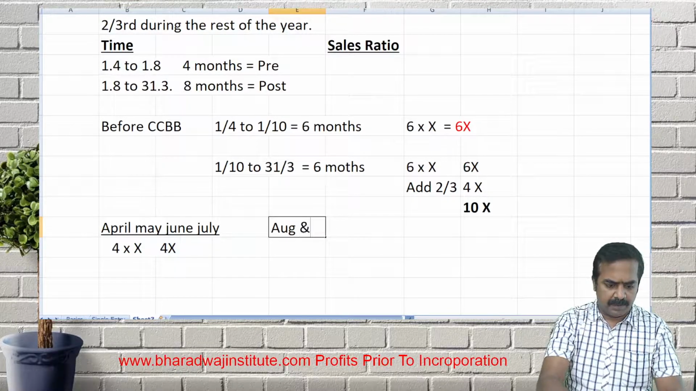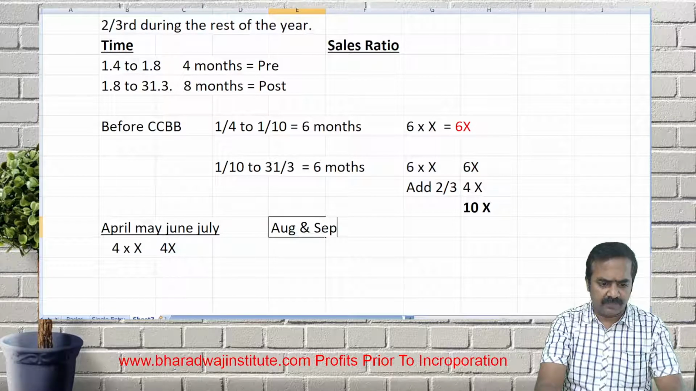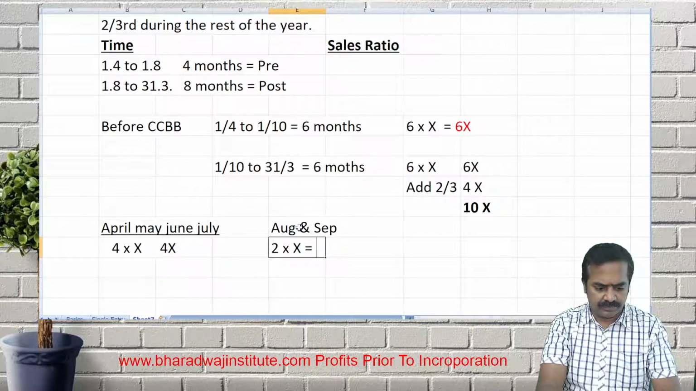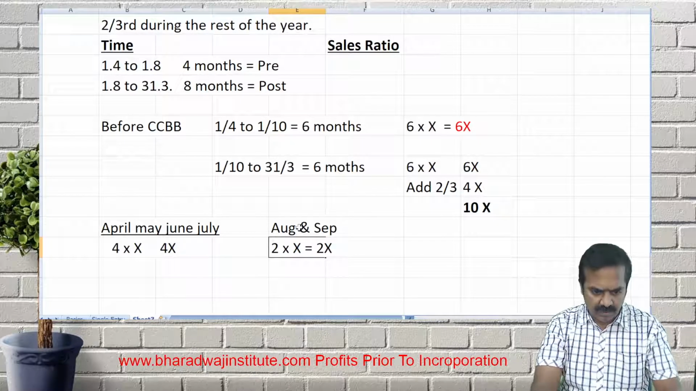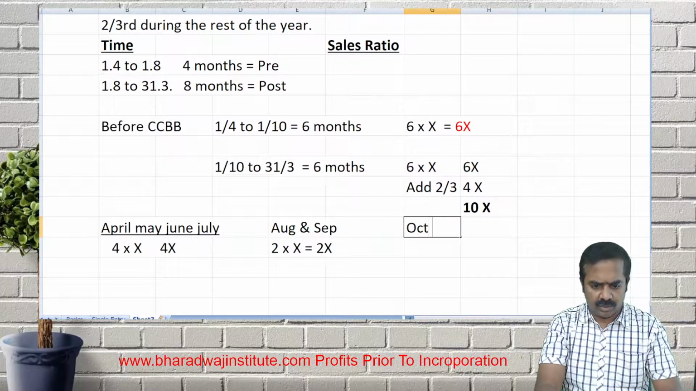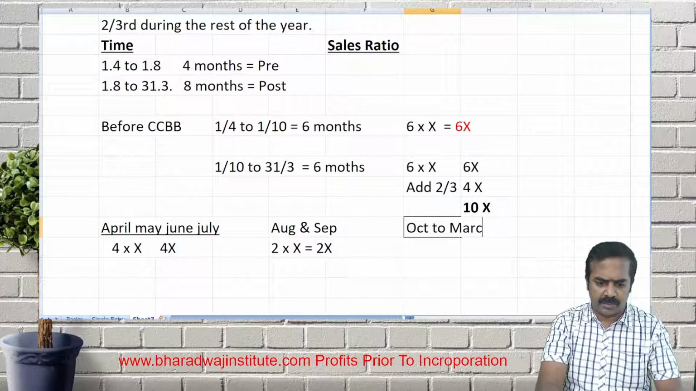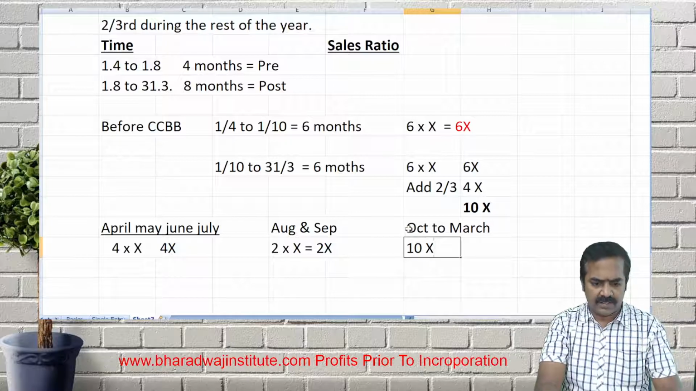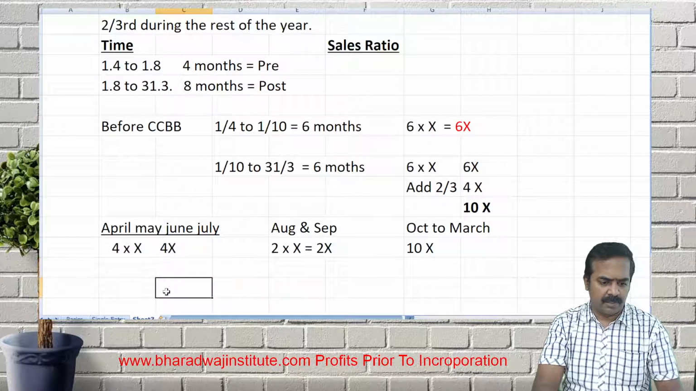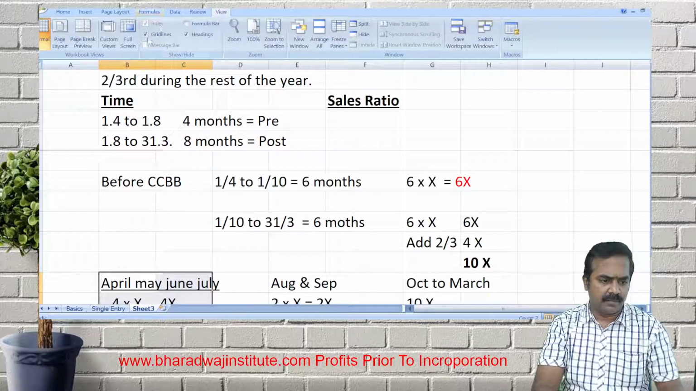August and September என்ன இருக்கும்? 2x. 2 into x, 2x இருக்கும். Then October to March, 4x. இப்பதான் ஒரு கூட்டணும், எவ்வளவு இருக்கு? 10x. So pre-incorporation period எவ்வளவு வருது? 4x. Pre-incorporation period April to July period. This period எவ்வளவு வருது பாருங்க.